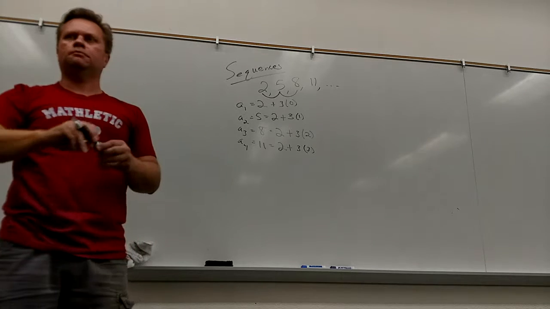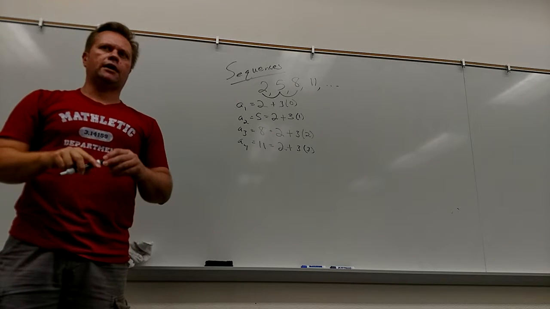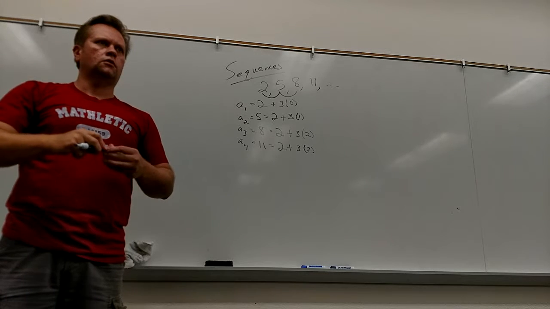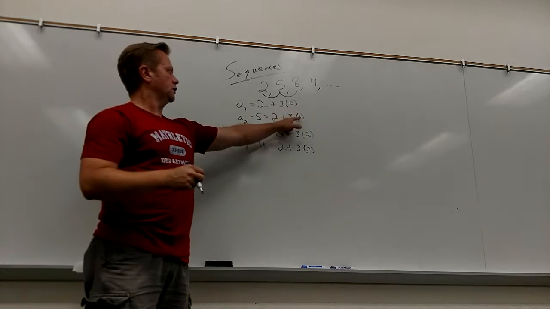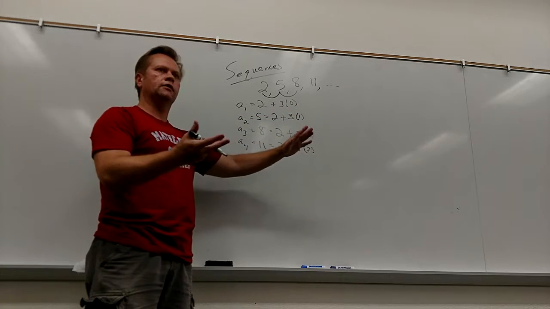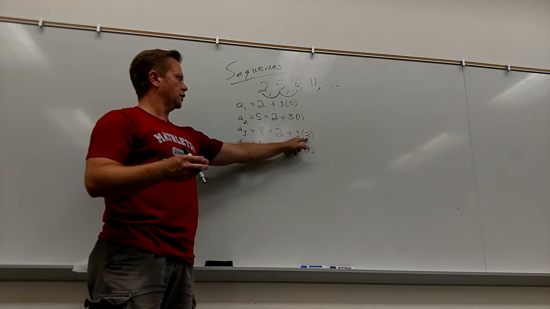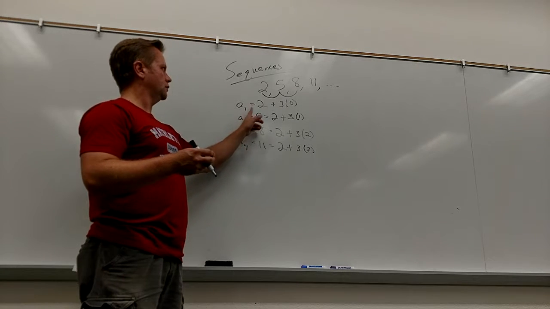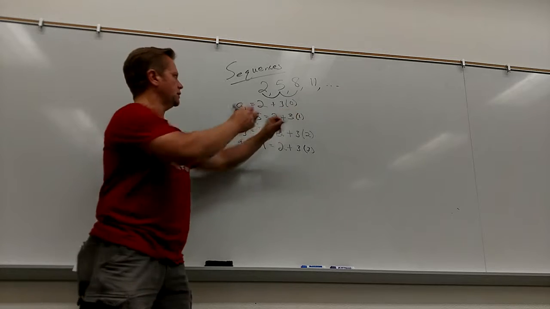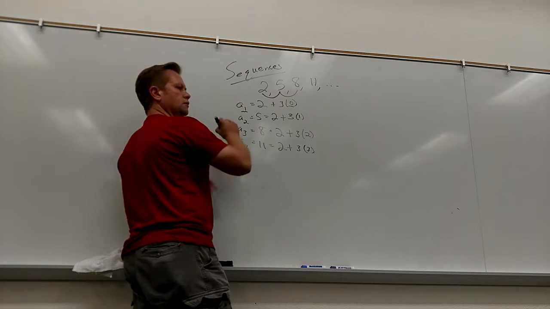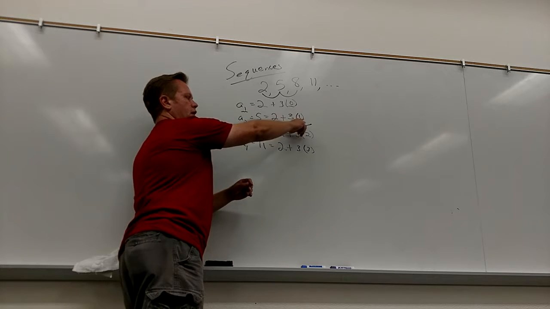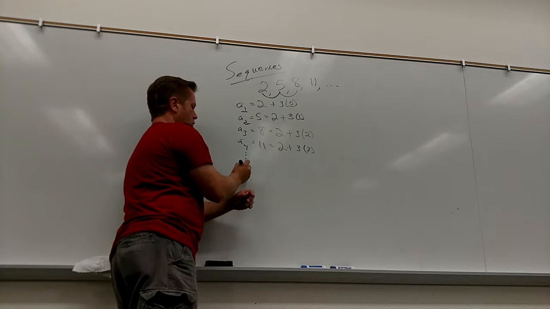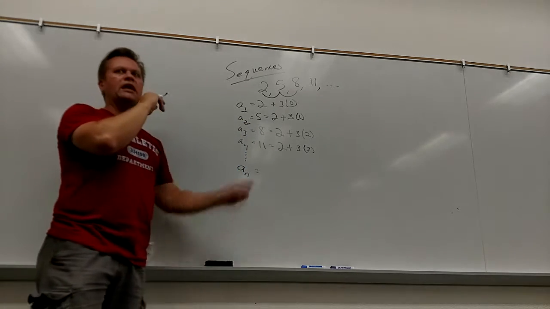Do you guys see a pattern there? What is the number that keeps changing? Yeah, this piece here, we're going to use the letter N. This is what keeps changing, right? If N is 1, you get 2 plus 3 times 0. How does this number relate to this number? Yeah, this is always one less, right? So what would A N be? The nth term.